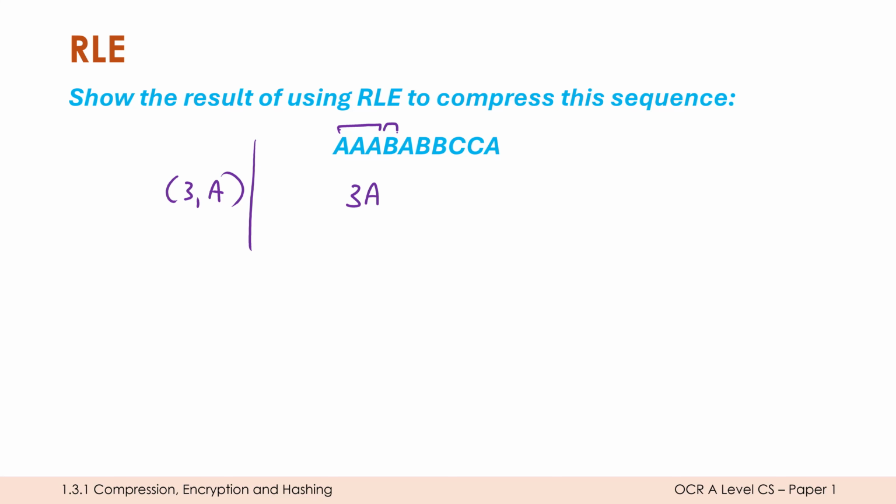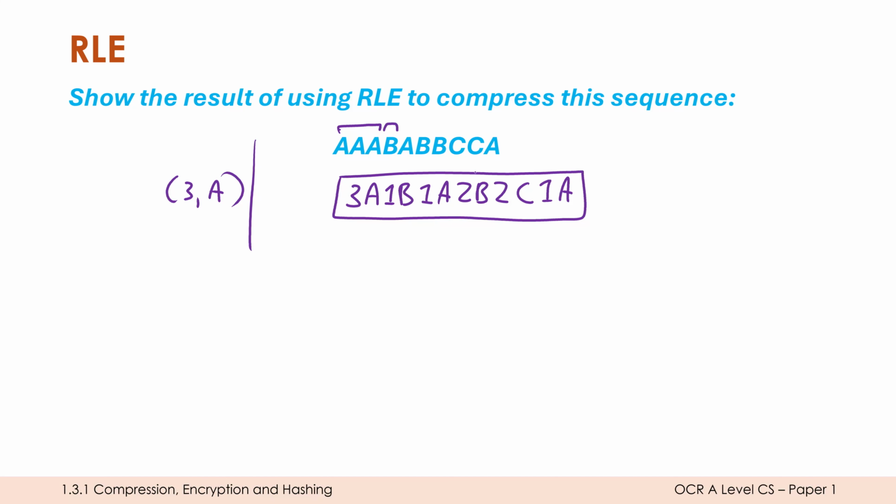I've got 1B. Despite that B still being on its own, I still need to write it down. 1B. I then got 1A. I've then got 2 Bs. I've then got 2 Cs. Then I've got 1 A. That's a slightly more compact way of writing it, which you will often see in mark schemes. The commas and the brackets can be helpful if you've got slightly awkward data like the hexadecimal I just showed you.